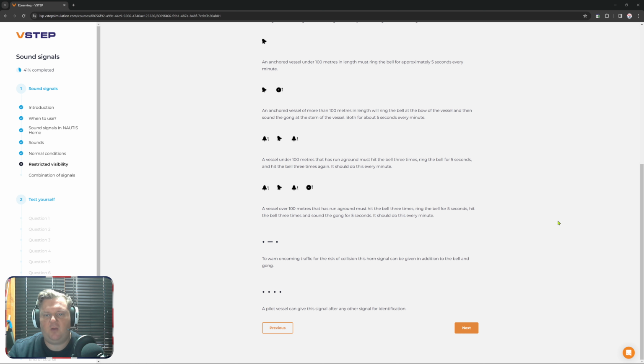A vessel under 100 meters that has run aground must hit the bell 3 times, ring the bell for 5 seconds, and hit the bell 3 times again. It should do this every minute. How would you do that? You'd have to have more than one person on board, wouldn't you?